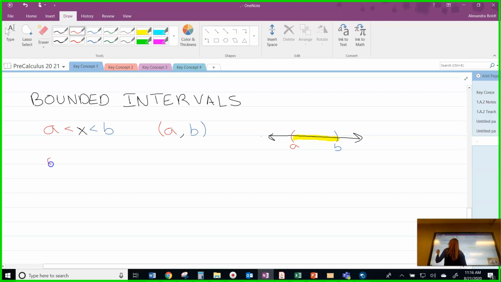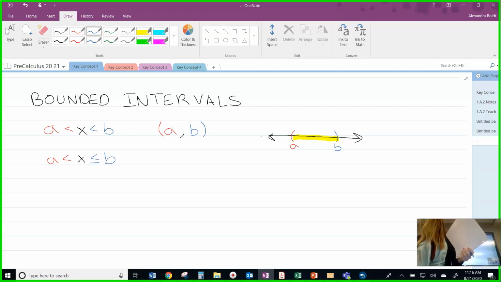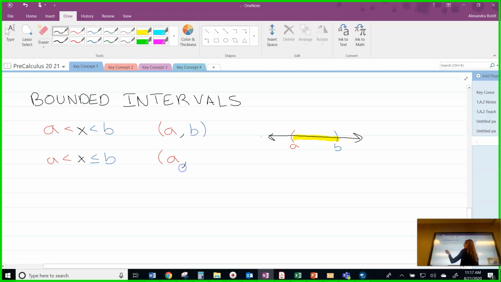Also something like A less than X, which is less than or equal to B. Okay, so you can have it be one-sided. One can be strictly less than, and one can be less than or equal to. So then again, very similarly, this notation, okay, well, A is my lowest, and then it has a parentheses because it has no equal sign. B is my highest number. It has that equals, so I'm going to do a bracket.